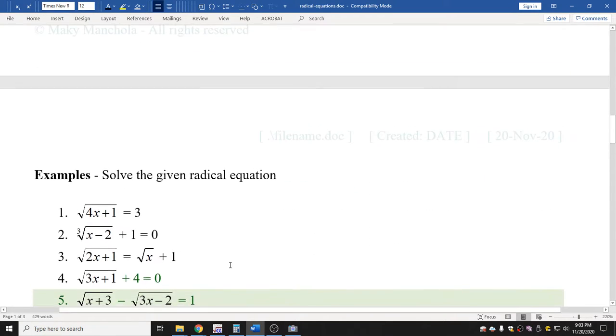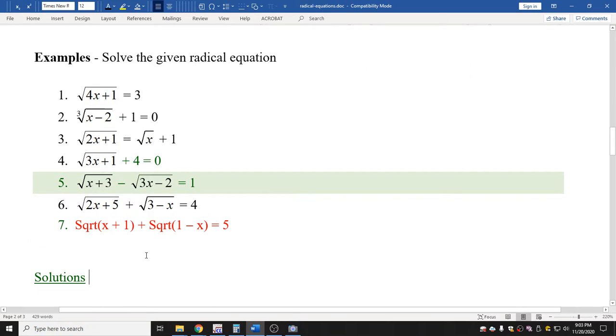In this presentation, we're going to solve examples 5 and 6 from this set of examples. So let's begin. In number 5, we want to solve the square root of x plus 3 minus the square root of 3x minus 2 equal to 1.